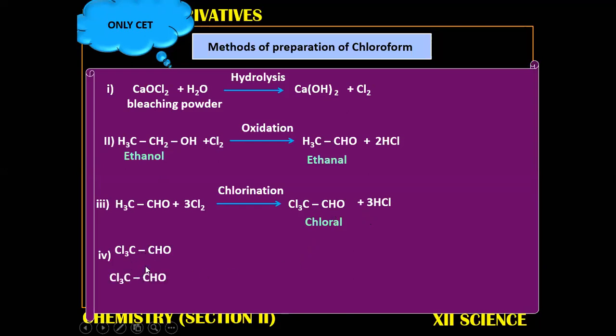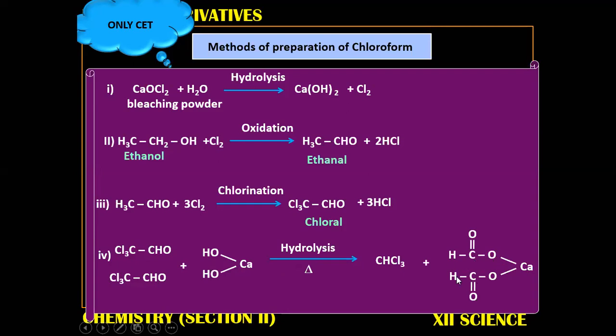Now you have to take 2 molecules of chloral like this. You can see 2 molecules of chloral react with calcium hydroxide, which we got in the first step. Now only H will go with this CCl3, and we'll get a compound, chloroform, and this calcium will get attached to the remaining CHO group, and we get calcium formate. So we get chloroform and calcium formate.